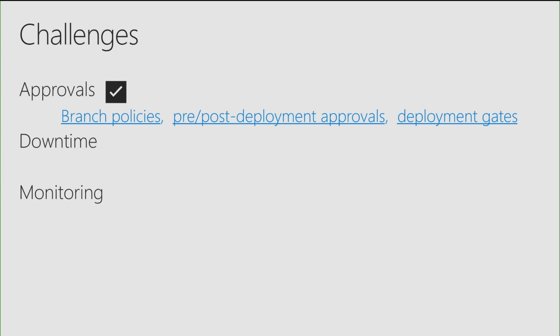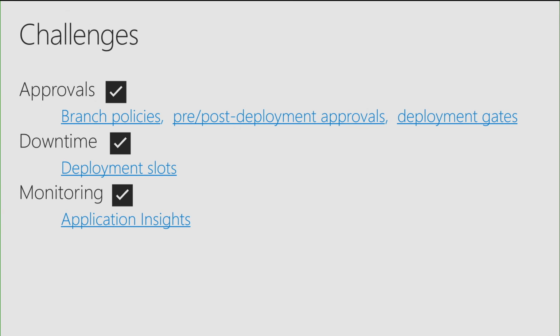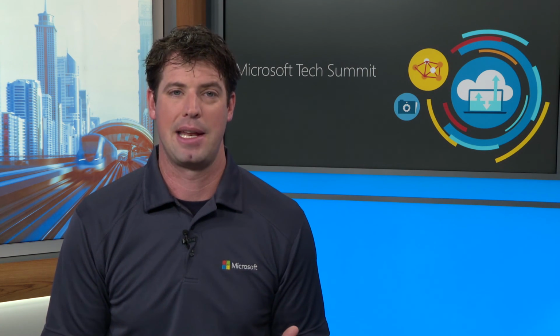Pre- and post-deployment approvals make sure, in my case, that I checked and said this is okay to go to production. Or if you want to do that automatically, you can do it with deployment gates. We reduced our downtime by using deployment slots, deploying to a staging slot, then swapping. And we looked at monitoring with Application Insights, which can feed all the way back into Visual Studio Team Services to close that loop and actually feed our production metrics back into our planning phase.